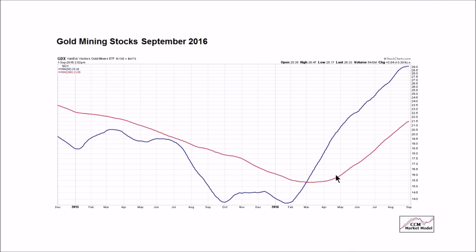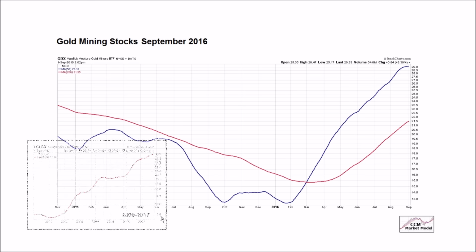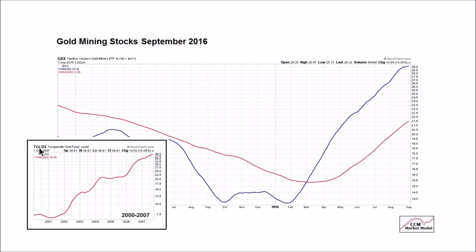Historically, what can we learn from a turn like this? It's a mutual fund here with the ticker symbol TGLDX. It's a gold fund, physical gold, but most of it is equities related to precious metals, which is what GDX is. You can see here in calendar year 2001, the slope of the 200-day turns back up, indicating the probability of good things happening is higher.